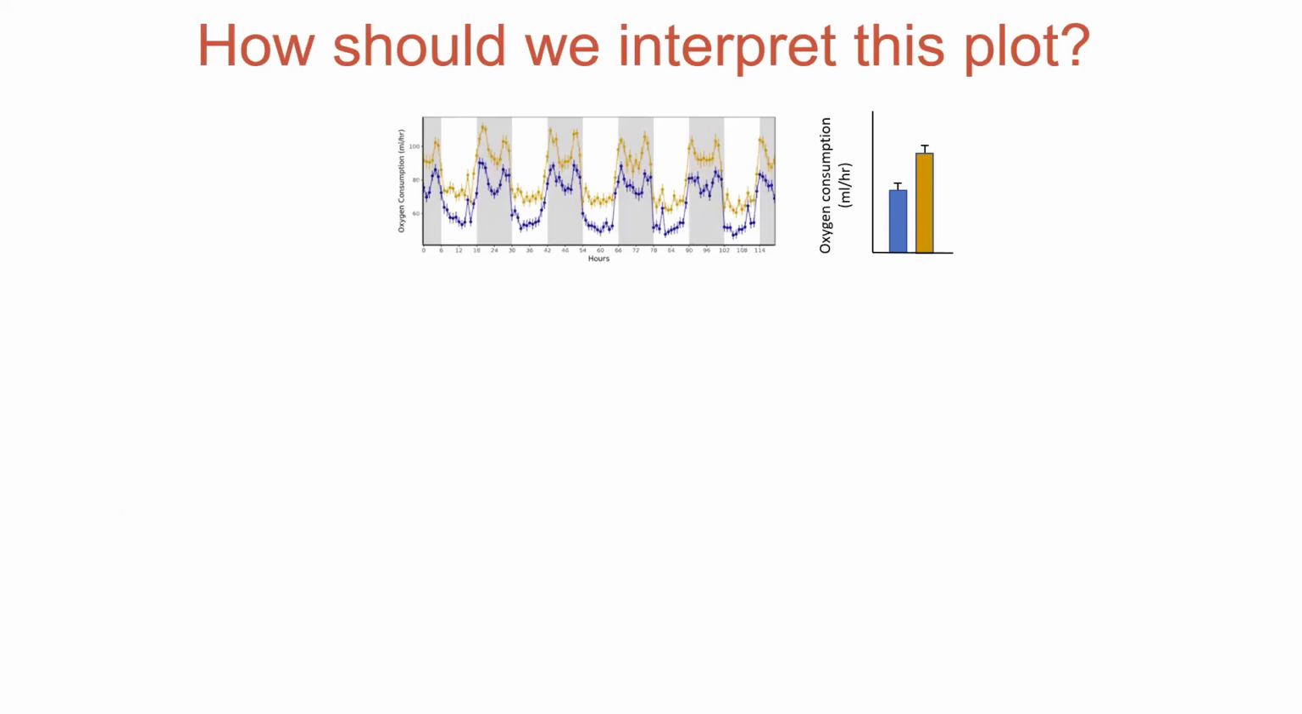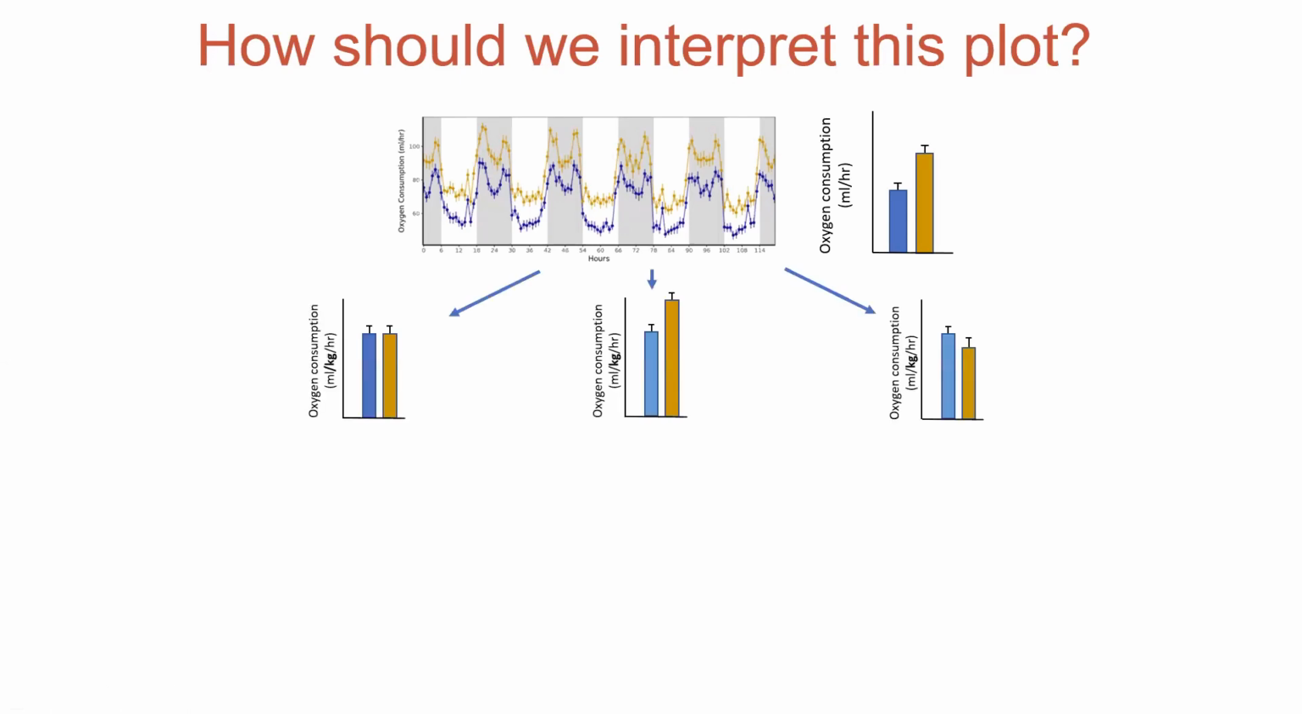And this is complicated. So let's take an example right here. You've got two groups, a blue group and an orange group, and it looks like the orange group has a higher oxygen consumption during the dark, and higher during the day. Looks pretty consistent, looks like really nice data. So you might be tempted to just take this plot, a bar graph of the means, and put a star over top and say, I have a significantly increased oxygen consumption rate, and move on with your data.